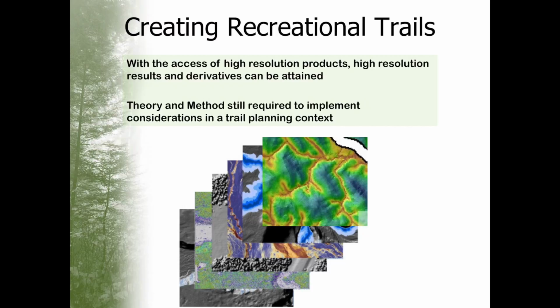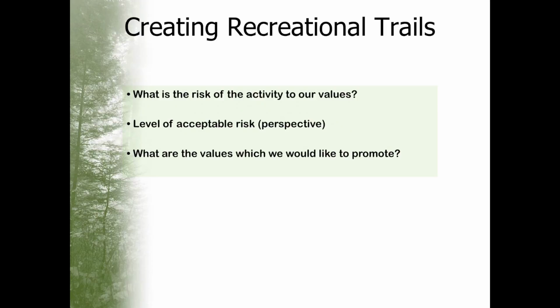So with these high resolution products, high resolution results and derivatives can be attained. There is a little bit of loss when you bring all these together, but that's not really considered inside the tool. So now we need some method to bring it all together. So you need to start asking, so what is the risk of the activity to our values? Our values being the slope stability or stream channel sedimentation. And what is the level of acceptable risk?